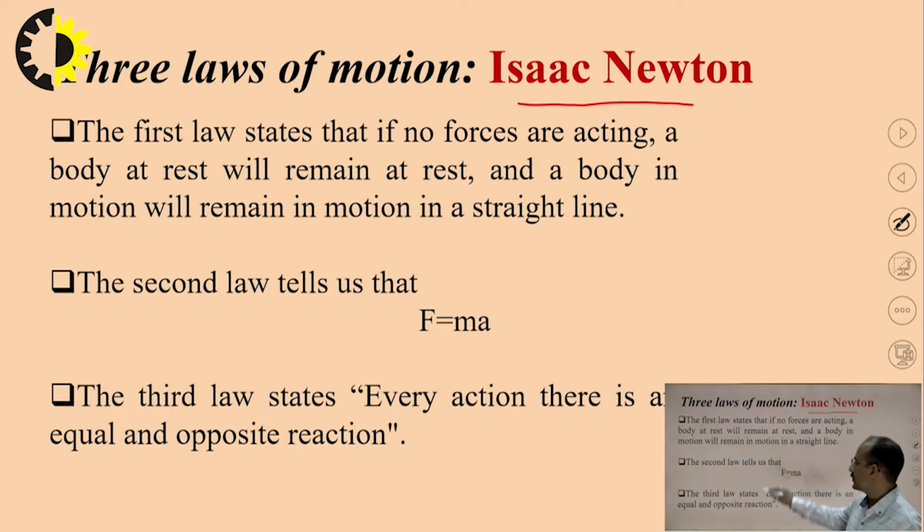Similarly, the second law states that F is equal to ma, means that force is directly proportional to the acceleration, and mass here is the constant which is always fixed for that individual object.